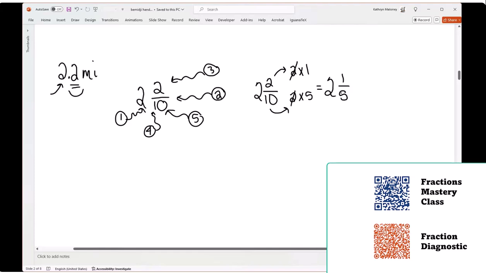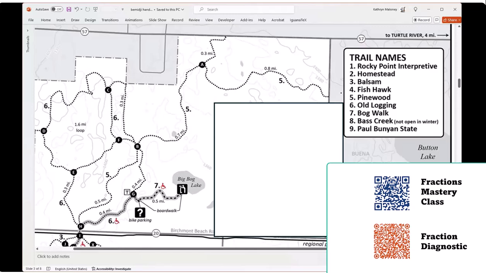I know. Some people think it's super hard. It's not. It's actually kind of fun. Now that we have that one, let's try another one. Okay, let's try another one. Here we are.